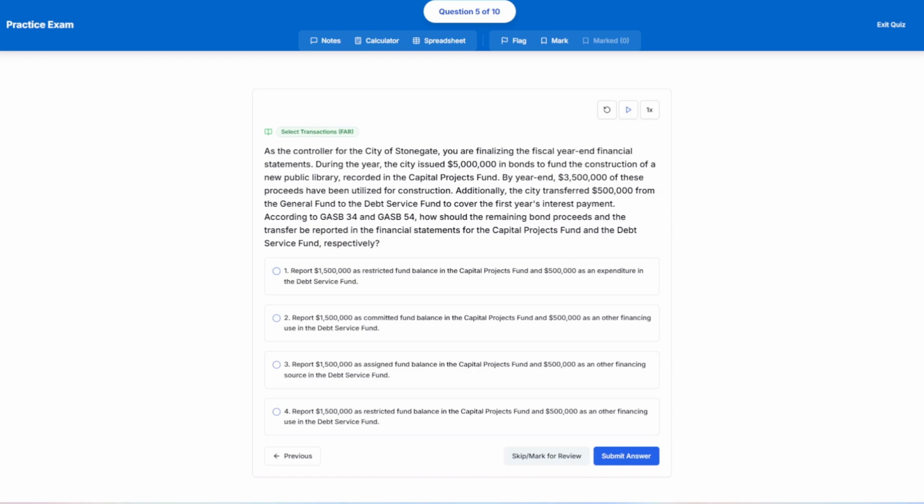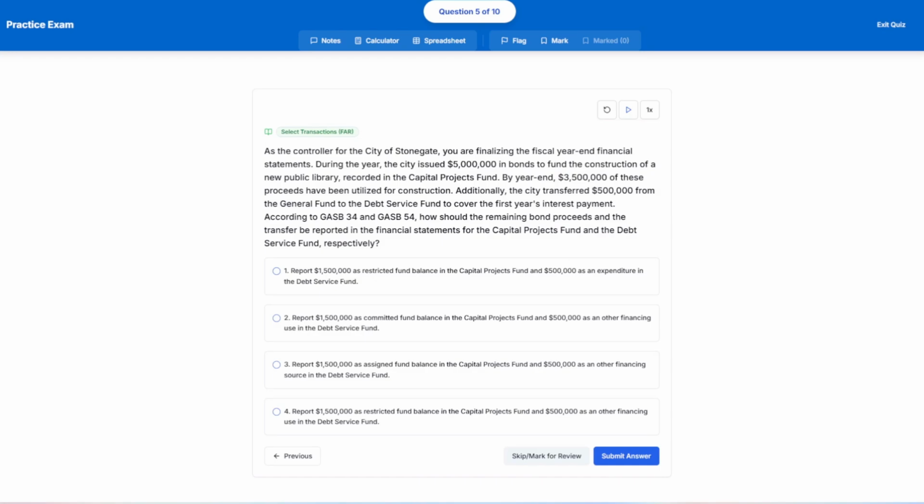GASB 54 tells us that committed is for amounts constrained by a government's highest level of decision-making authority, but here the funds are legally restricted by the bond issuance terms, so they should be classified as restricted, not committed.